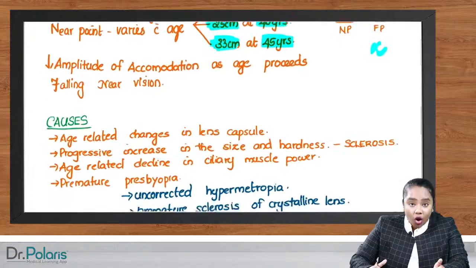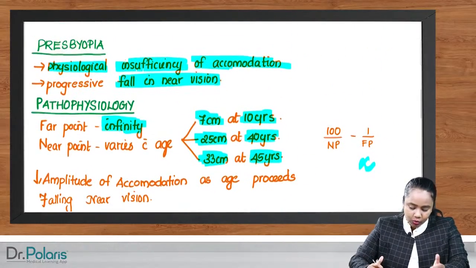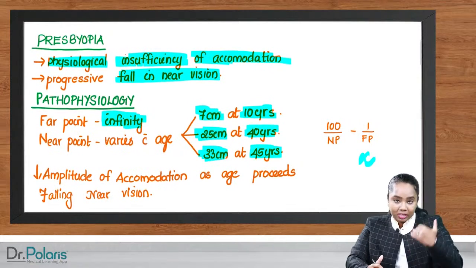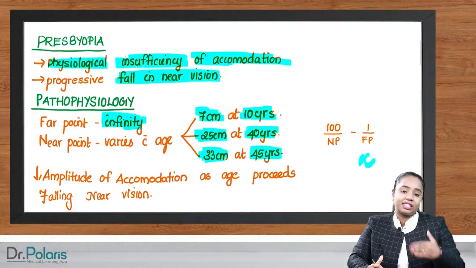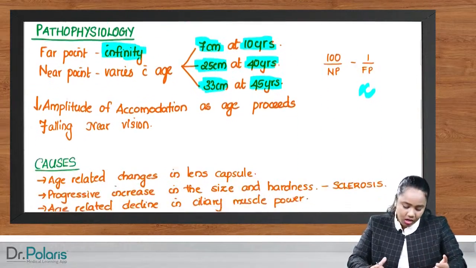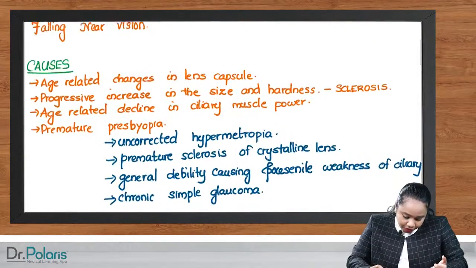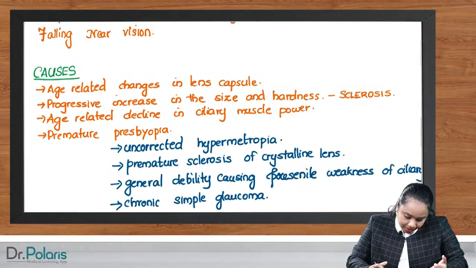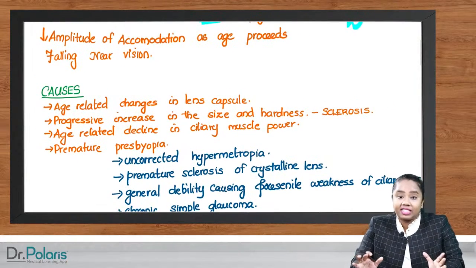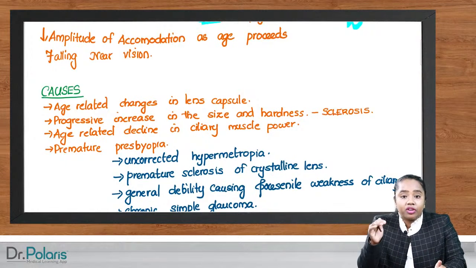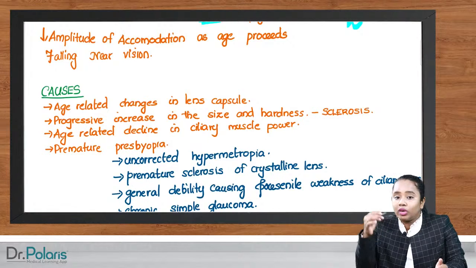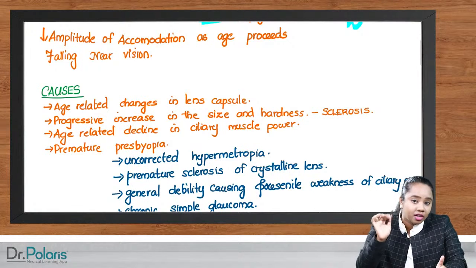Now, what are the causes of this? The first one is what presbyopia is: the pathophysiology, where the amplitude of accommodation is decreased. I am always telling amplitude of accommodation, amplitude of accommodation. To understand this, you should know the causes. We already know why there is a decrease in the accommodation. Accommodation is the power of our eyes to make all the diverging rays focus on the retina. If this is not happening, we will have a problem with the near vision.